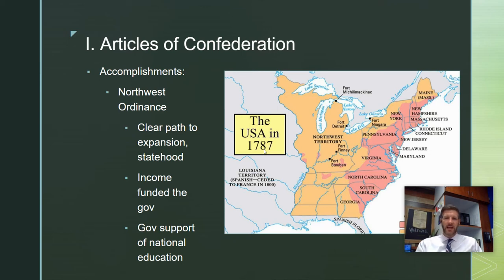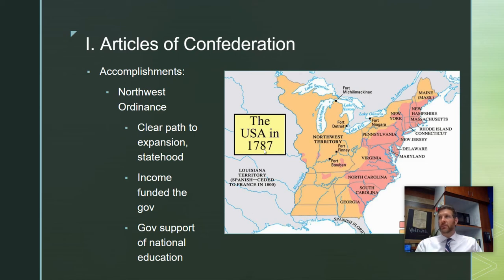This was just in the tens of pages, and it provided a clear path to expansion, a clear path to statehood. It went through the process of how a territory could become a state by setting up a government, setting up a constitution, and then applying, and how the vote would have to take place for that to happen. It set up income that would come from the selling of land, how they would sell off the land of the Northwest Territory to fund the government.